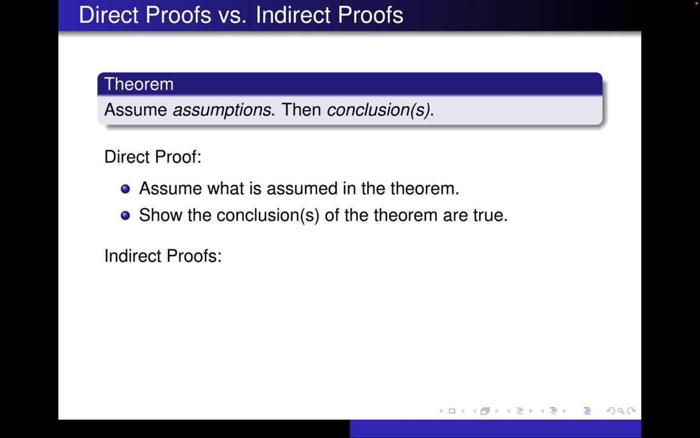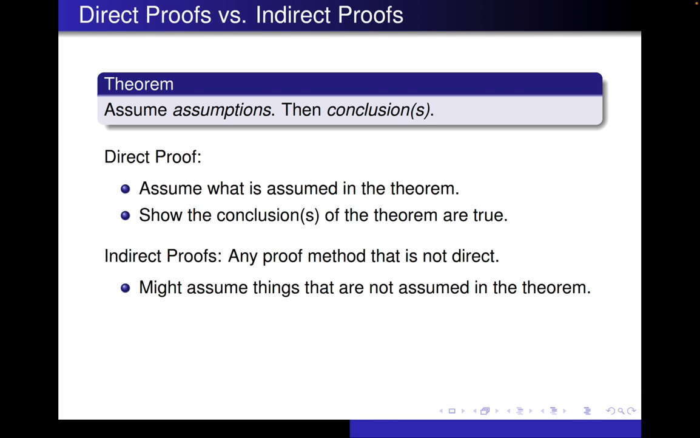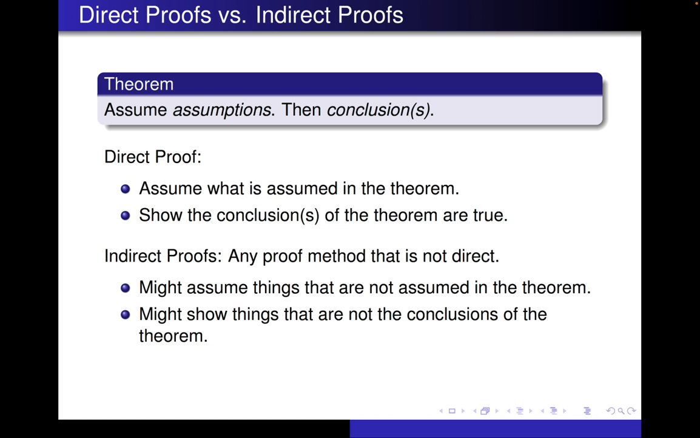Indirect proofs are proofs where we use any other proof method that is not direct. It may be hard to imagine what this is going to look like, but here are some of the things that can happen. We might assume things that are not assumed in the theorem for some reason. We might show things or prove things that are not conclusions of the theorem. But whatever we do in an indirect proof, the proof should still prove the original theorem.